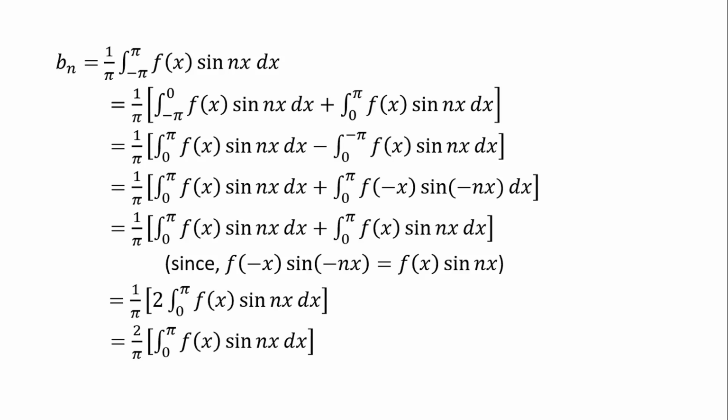Since f of minus x is equal to minus f(x), and sin of minus nx is equal to minus sin nx, f of minus x sin of minus nx is equal to f(x) sin nx, and by putting this value we have two identical integrals with the same positive sign. So in the bracket we have 2 into integration 0 to pi f(x) sin nx dx. In this way Bn equals 2 by pi, integral 0 to pi of f(x) sin nx dx.